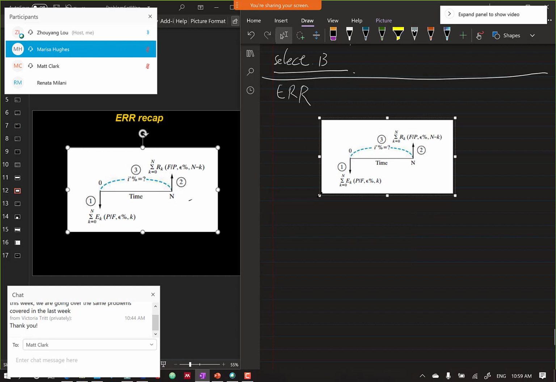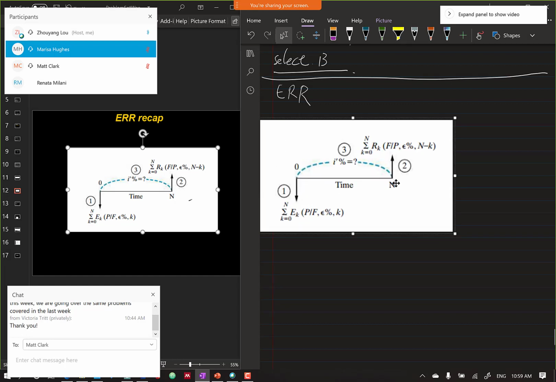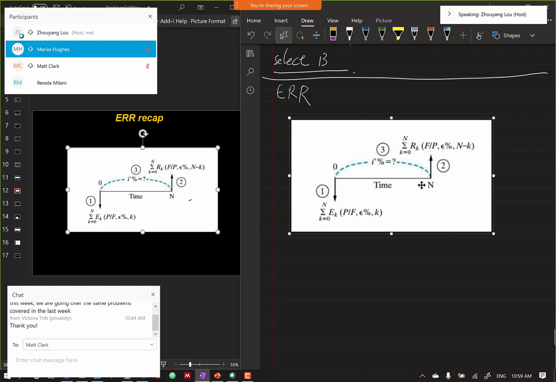Okay, that's nice. So I can draw something here. So since we have all the net cash flows for each year, then we will separate the net expenses and net revenues, and then we will transfer or convert all the net expenses.